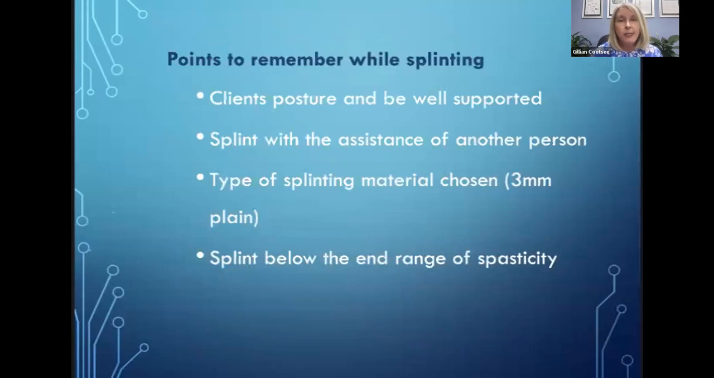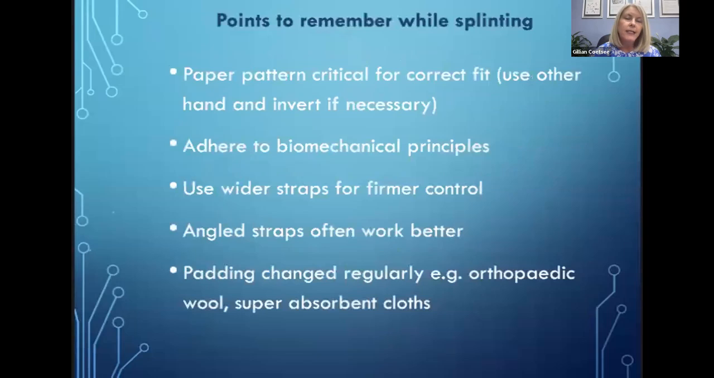Please never use splinting material or thermoplastic material less than 3 millimeters and non-perforated if we've got a lot of spasticity, because we are not going to have a splint that either lasts or is functional. And then don't take the patient to the end range of spasticity and splint. Always splint a little bit below that, and sometimes start very gently and then serially extend the wrist or the fingers. Paper patterns are critical so that we can show a correct fit.